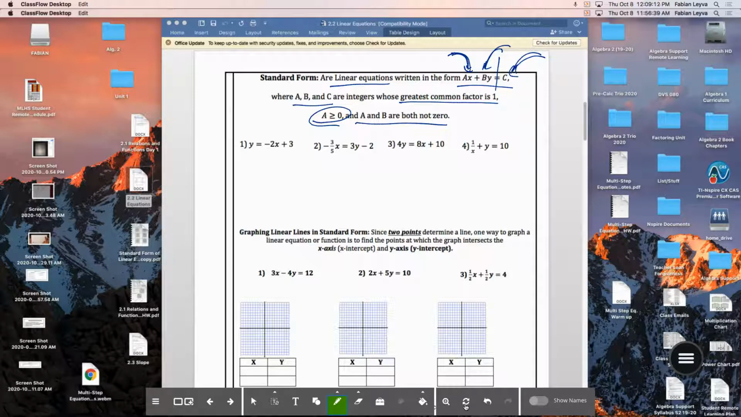So I'm looking at number 1 here. Number 1 there is a linear equation. All your exponents have a degree of 1. So that means that it's a linear equation. Let's try to put it into standard form.